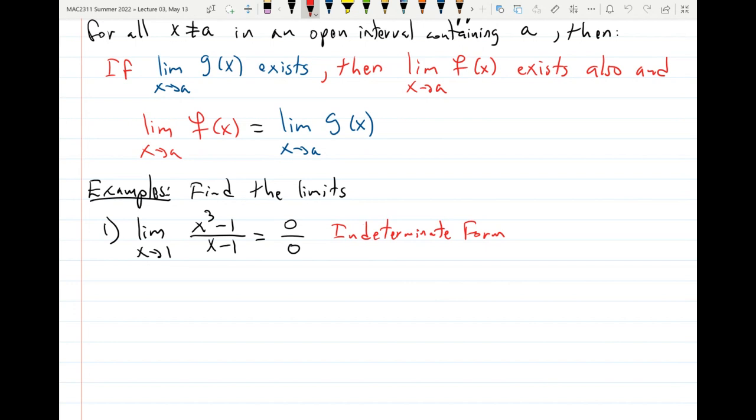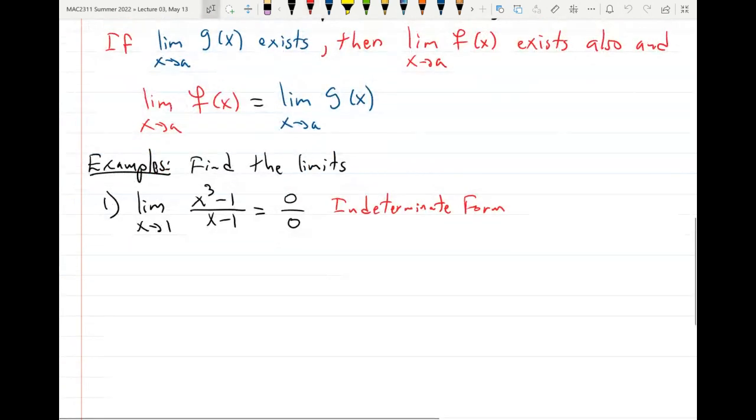So in this case, that means because x cubed minus 1 is equal to 0 when you plug in 1, that means x minus 1 is a factor of x cubed minus 1. So we could factor that out and then simplify with x minus 1. Now, you either remember the property, remember that this is a difference of cubes, so you can factor it.